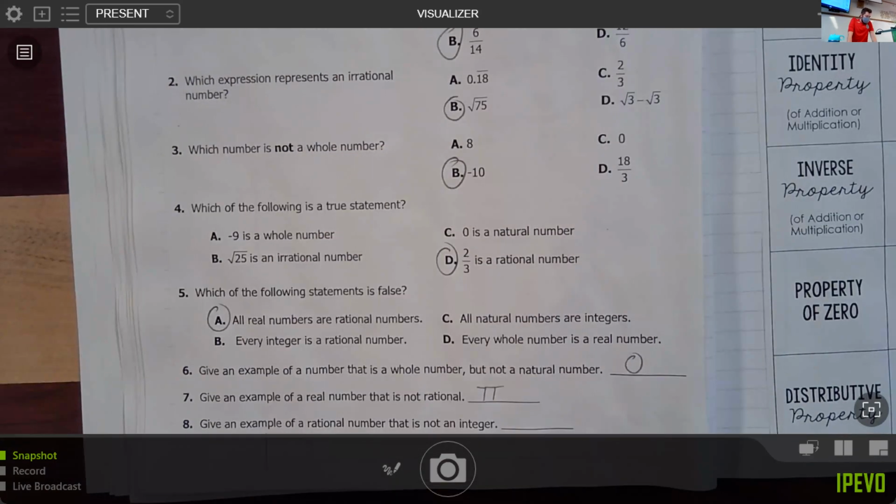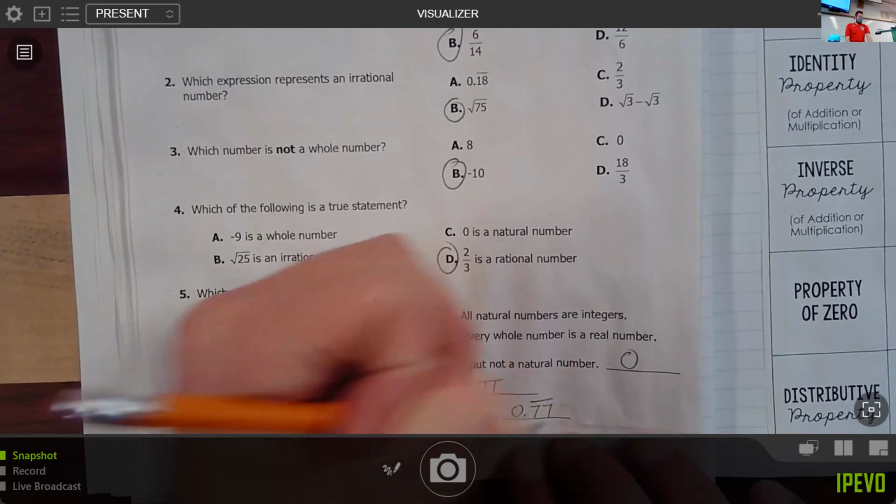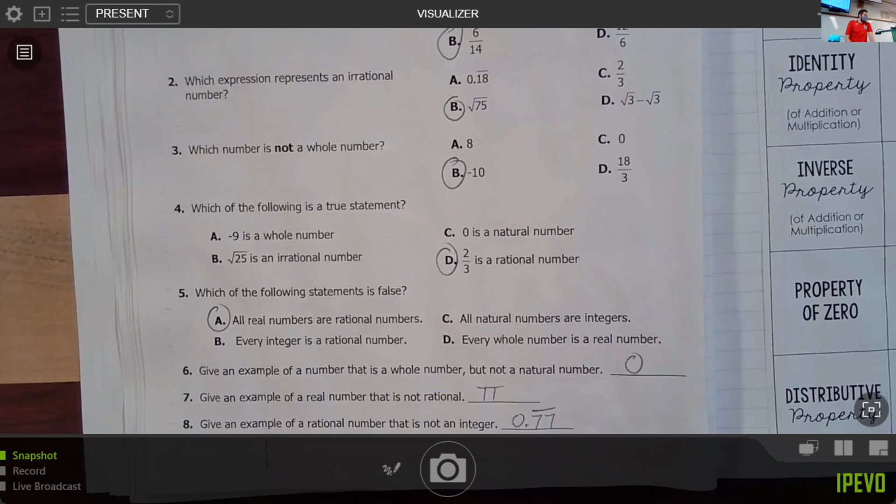Give an example of a rational number that is not an integer. So basically, give me a decimal or a fraction that can't be written as a positive or negative whole number. Yeah, 0.77 repeated. I like it. Great. You can do a fraction as well. You could do like 3/10 or 1/3 or anything like that.